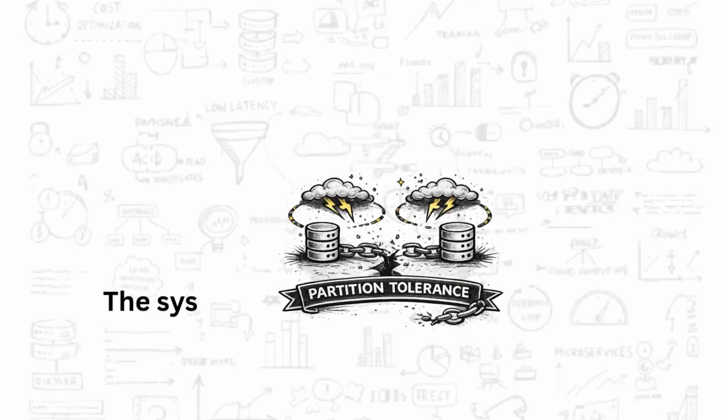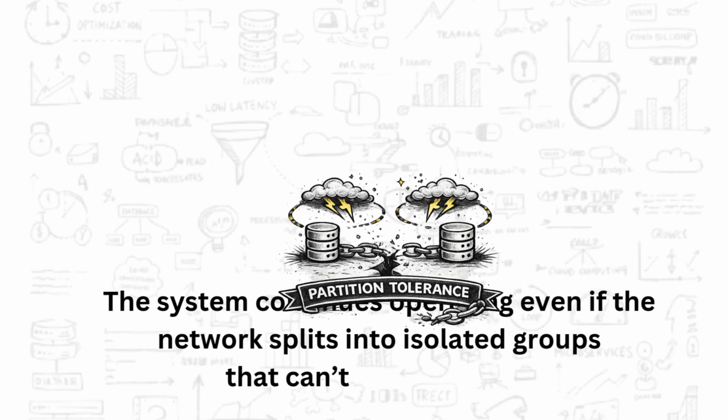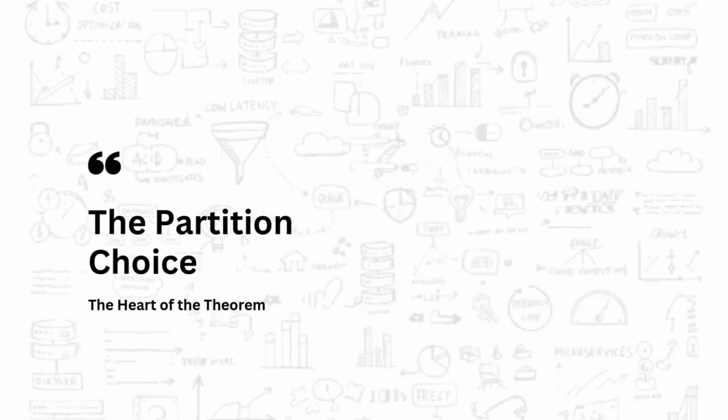And last but not least, P for partition tolerance. And here's the thing about P. It's not a choice. You don't get to opt out. A network partition just means some of your servers can't talk to some of your other servers. A router fails, a cable gets cut. This stuff is just a fact of life in distributed systems. It's going to happen.